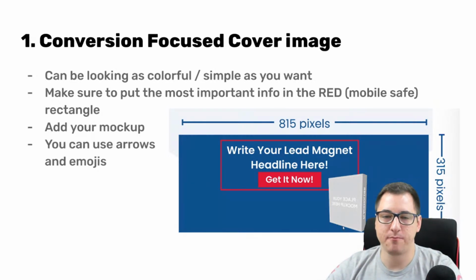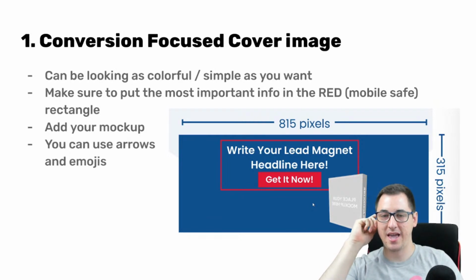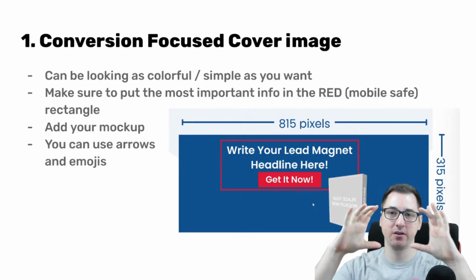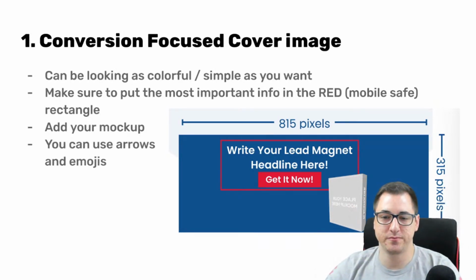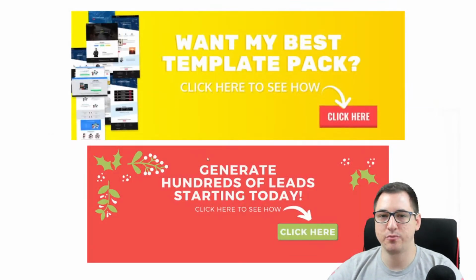You can also add your mockup that you created. You could add that in here, and you could also use arrows and emojis to point over to the button. The arrows and emojis don't need to be in the actual red rectangle, so these can kind of point over to the different mockup and also to the call to action button and things like that. So that's the first thing. It could be looking like this.